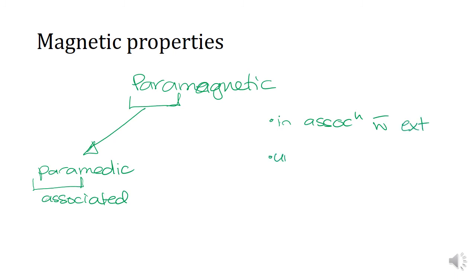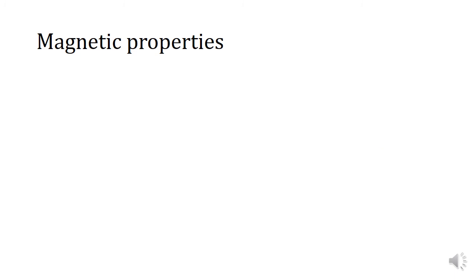Again, it's because of those unpaired electrons, and it strengthens the field. So a paramagnetic item has those unpaired electrons, and when exposed to a pre-existing electromagnetic field, it makes that field stronger, as opposed to diamagnetic.